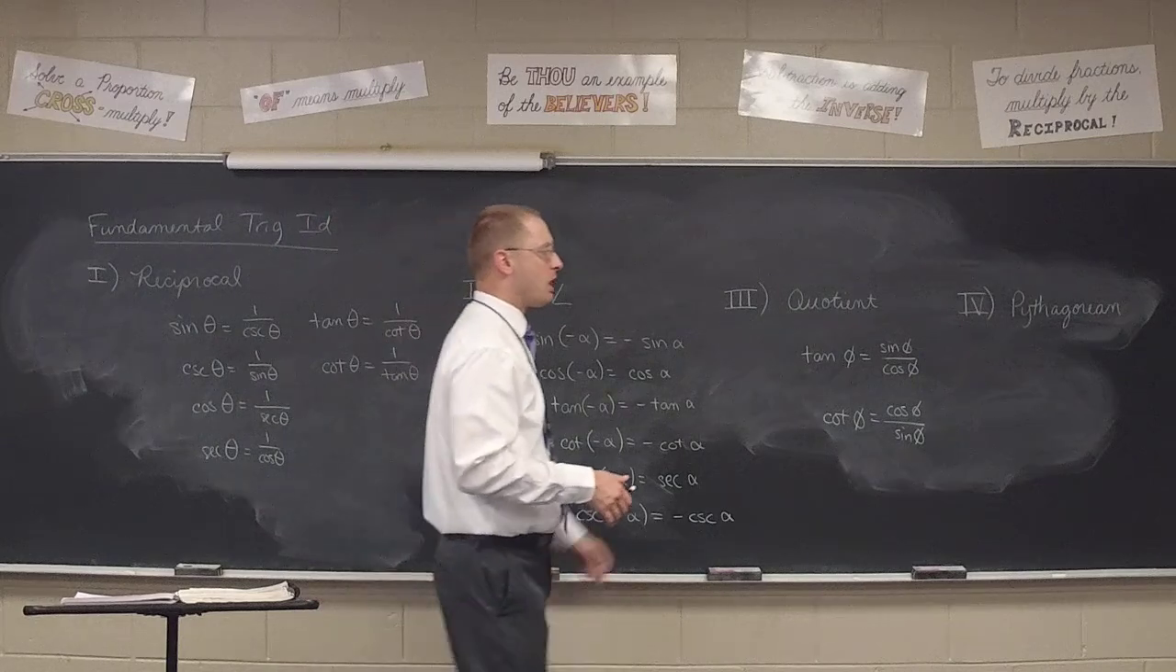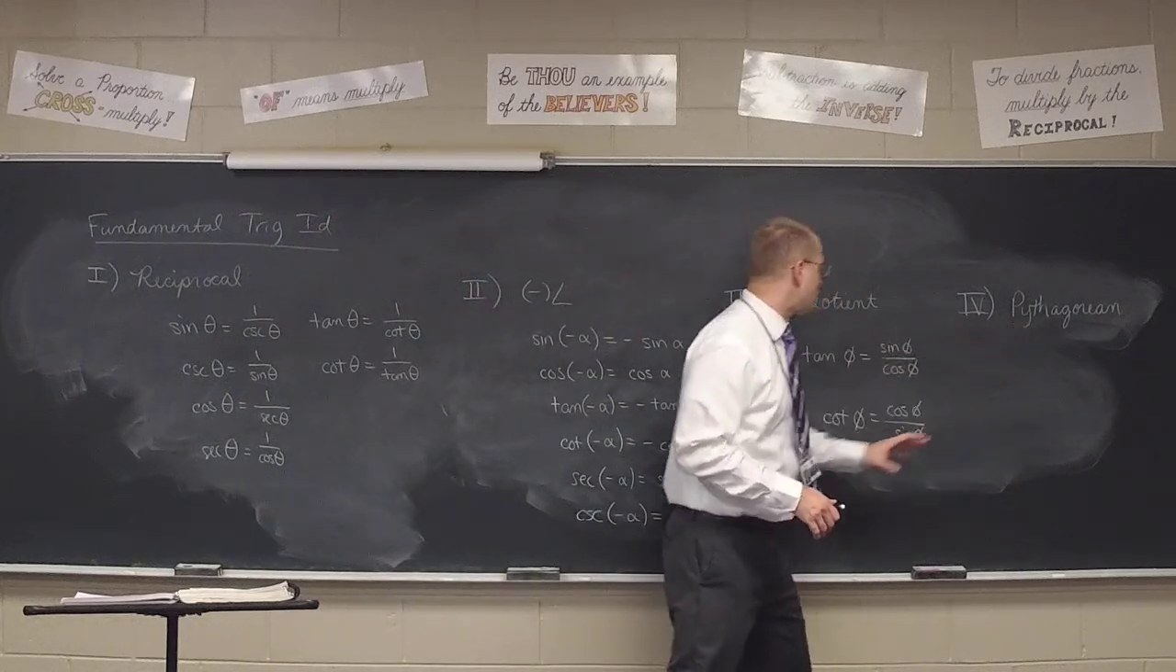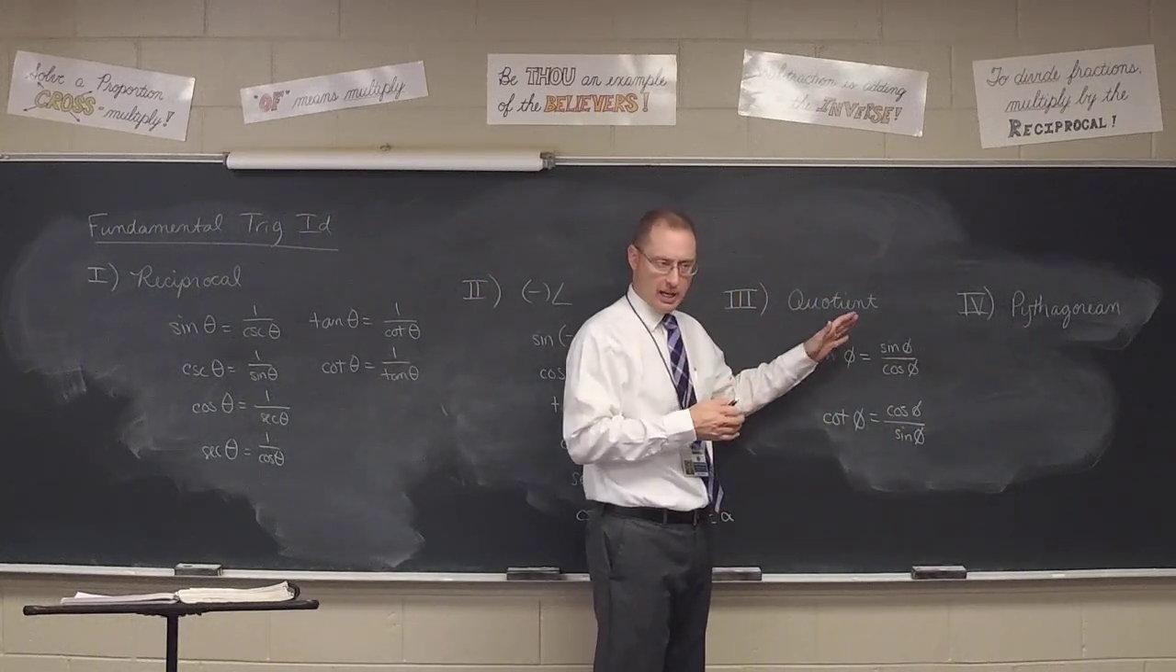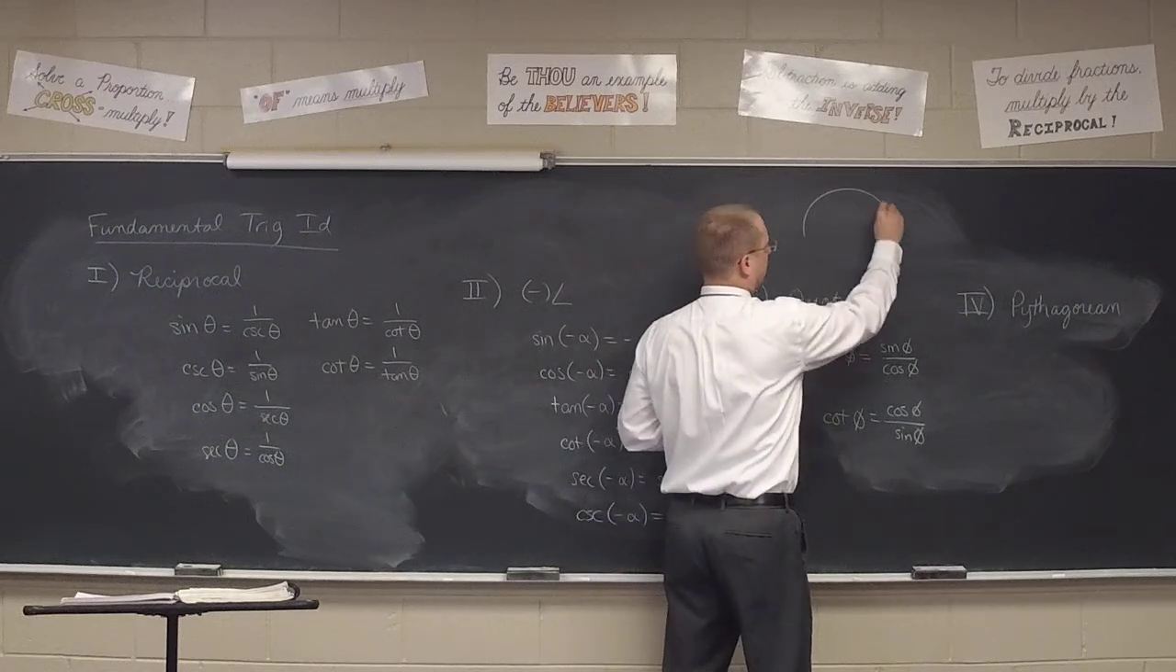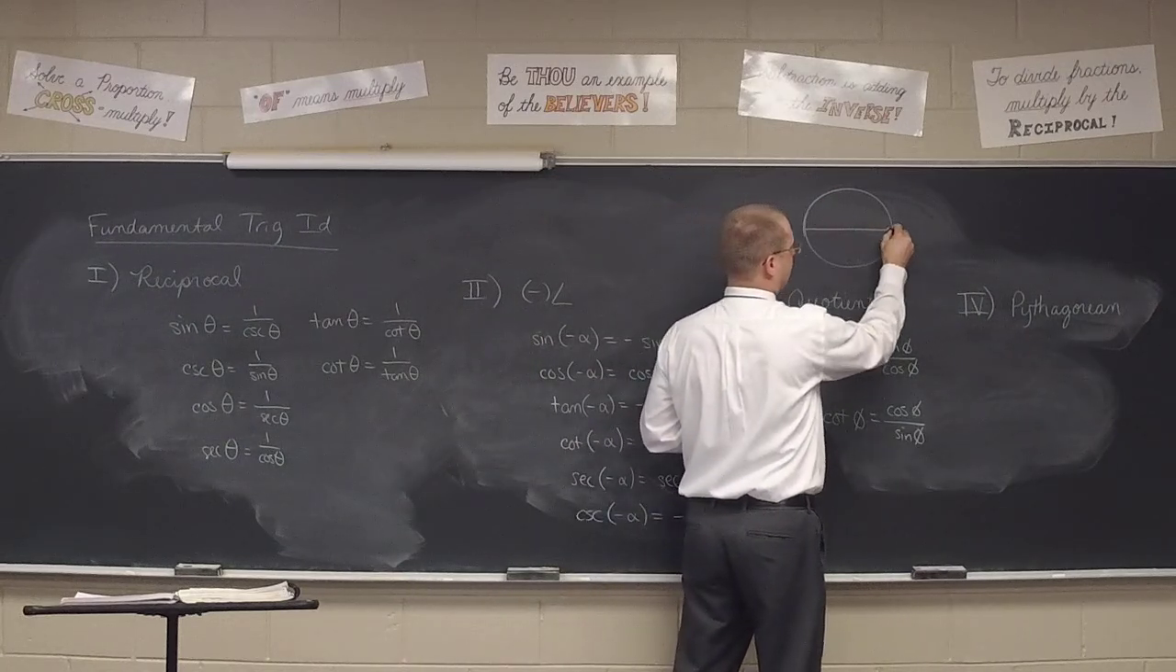That's why it was bonus. I'm going to address the Pythagorean identities. I could use the opposite, adjacent, hypotenuse thing like I did before, or I could use the unit circle. I'm going to address it from the unit circle perspective.